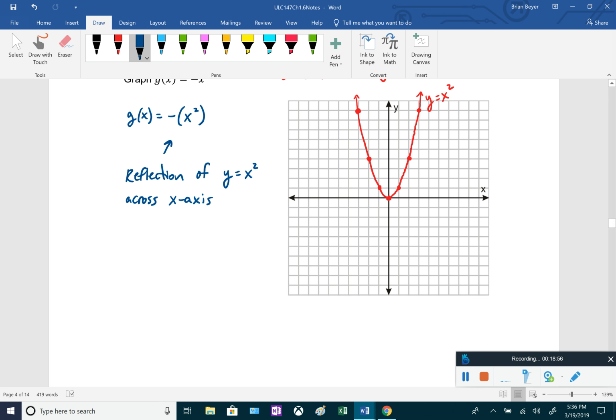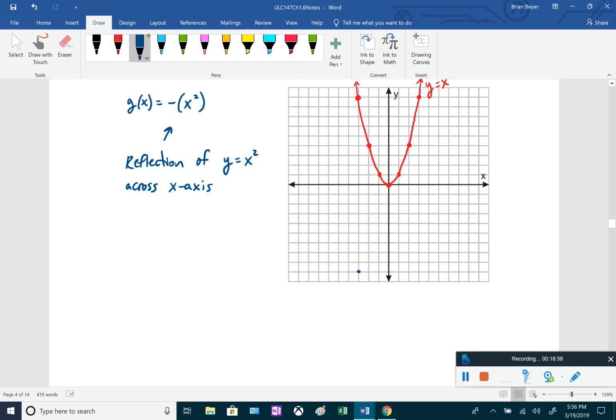So instead of (-3, 9), it's going to be (-3, -9). Instead of (-2, 4), (-2, -4). And then (-1, -1), and (0, 0) stays at the origin. (1, -1), (2, -4), and (3, -9). So we took all of those y values and negated them, and we got g of x, which is negative x squared.